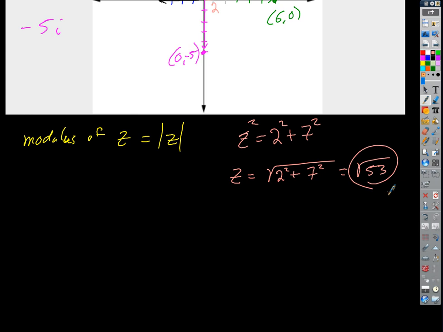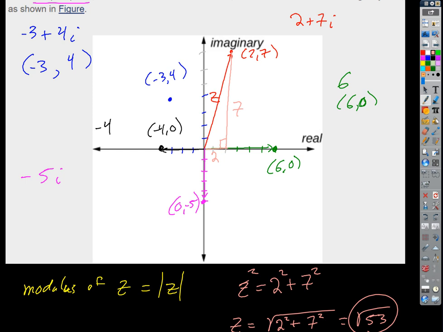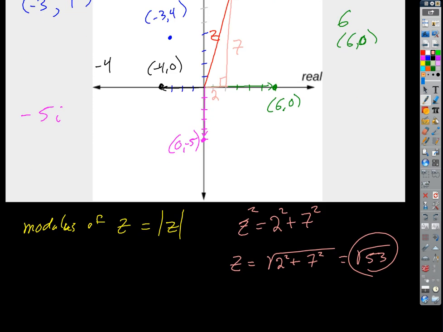We could make that a decimal if we wanted to. That's about 7.19 or something like that. So it is a little bit bigger than this number. It's further away from the origin, right? Does that make sense? How did we get an answer?